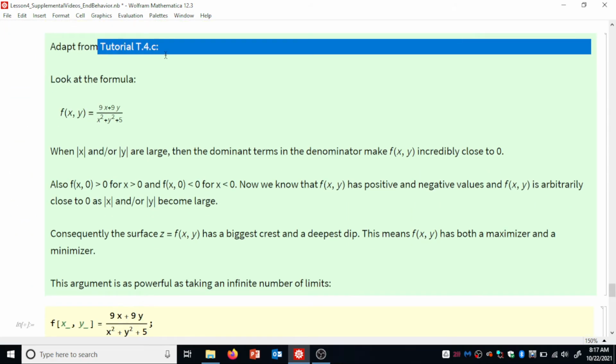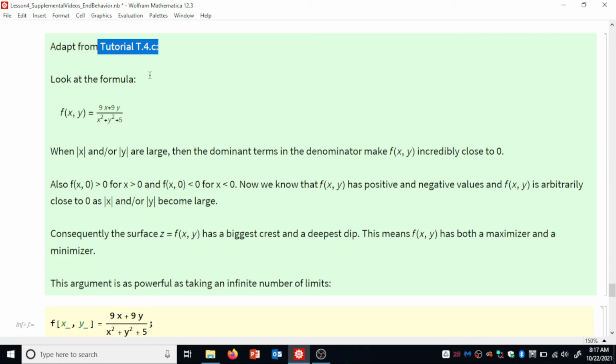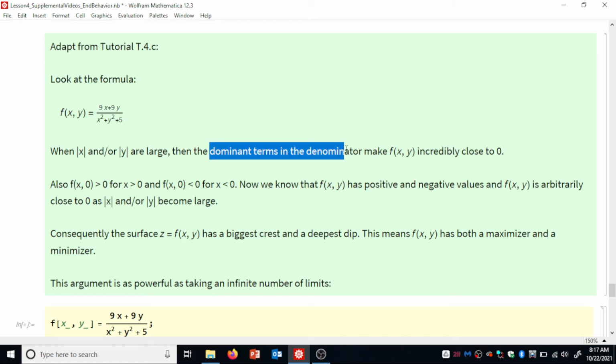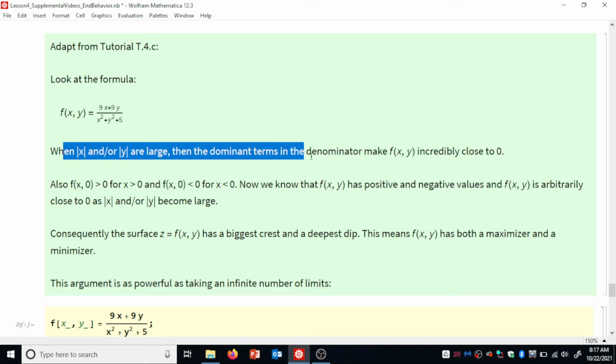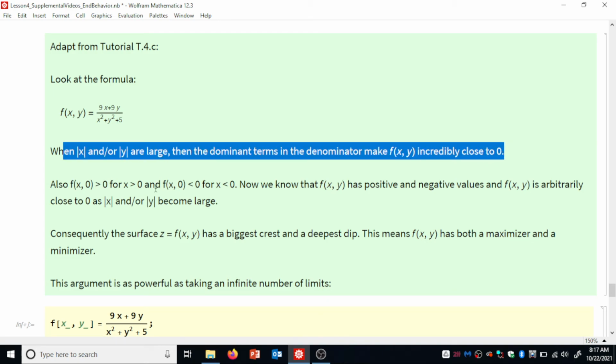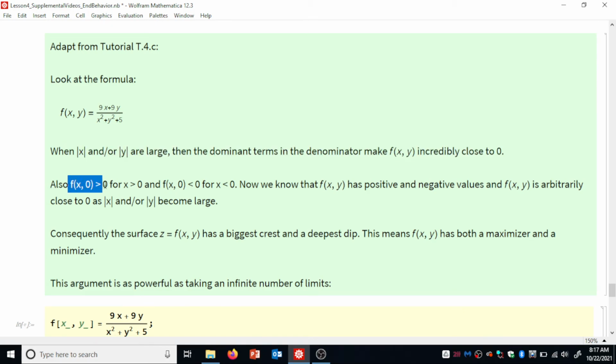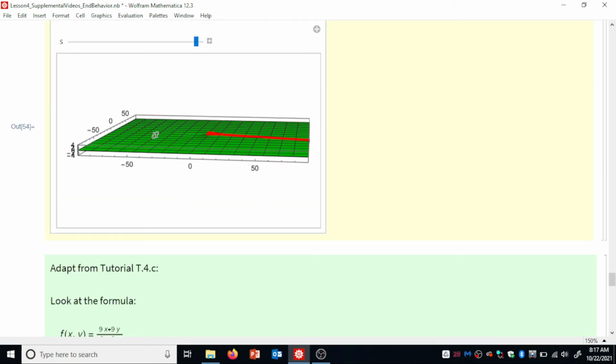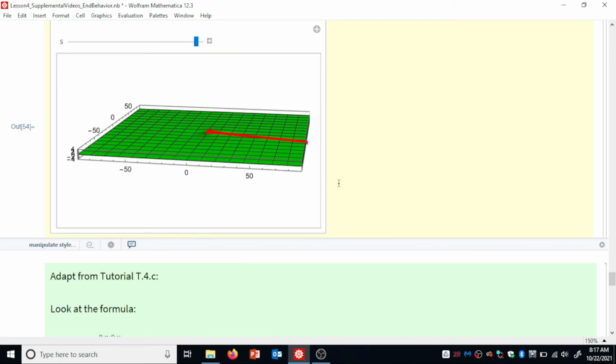So that's where tutorial T4 turns into a good set of arguments, and we're going to use that. So we have f of xy equals this equation. And what we say is when absolute value of x and or absolute value of y are large, as we move away from the origin, then the dominant terms in the denominator make f of xy really, really close to 0. Basically, as we move away from the origin, f of xy tends to 0. Now, the other thing we notice is that we can make this function positive, and we can make this function negative. So what we have is a surface that away from the origin tends to 0, but near the origin can be both positive and negative.